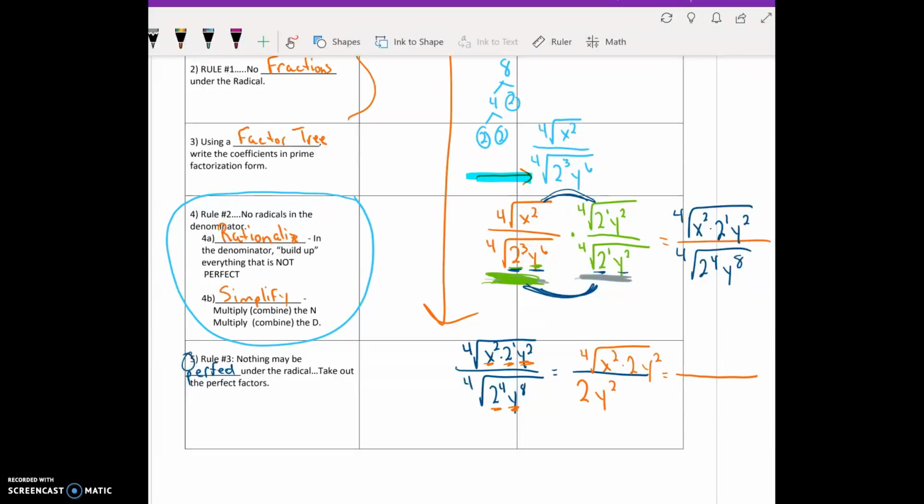And this is a great way to write the answer. They would probably write it though so that the 2 is first, and then you go x and y for the alphabet, and then your denominator. So that's what I'm going to put.